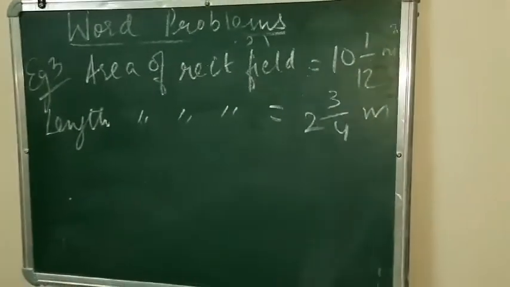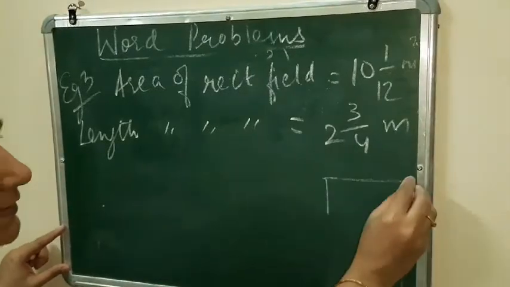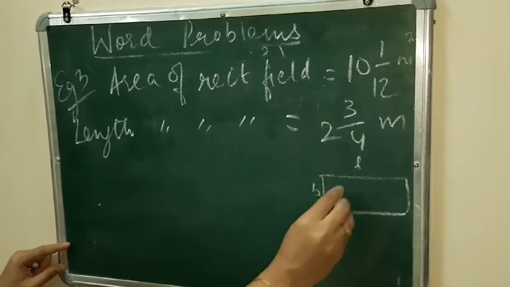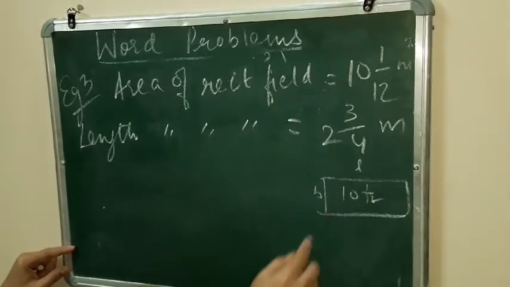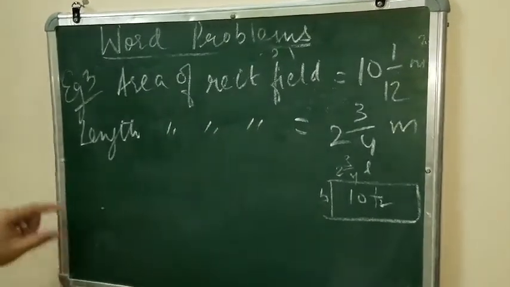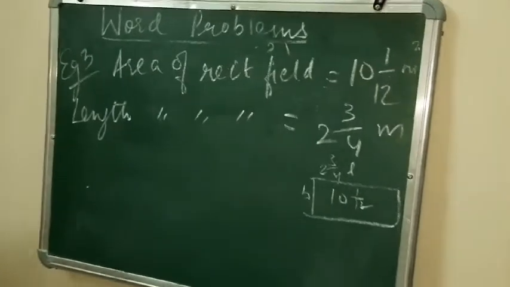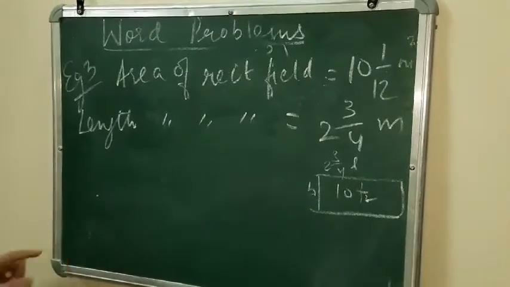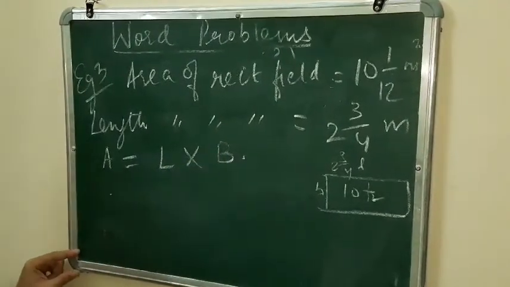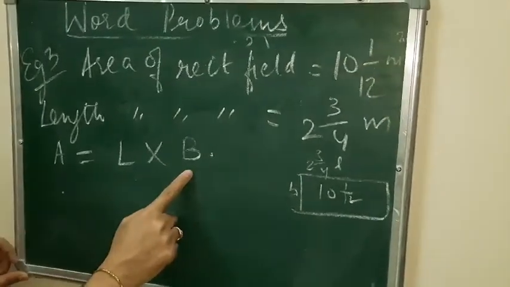Now we are discussing a rectangular field. Now rectangular field, you know, it has length and breadth. What is the area of a rectangular field? It is given 10 1/12 and length is given 2 3/4. You have to find this breadth. Now for that, whenever you are given area, immediately you should grasp in your mind what the formula of area is. Area of rectangular field is L into B. We know that area of rectangular field is L into B.